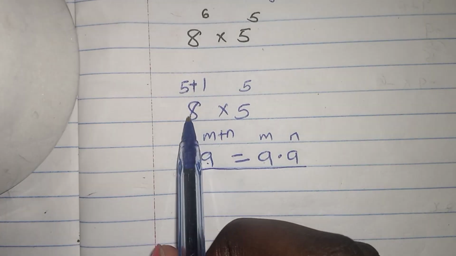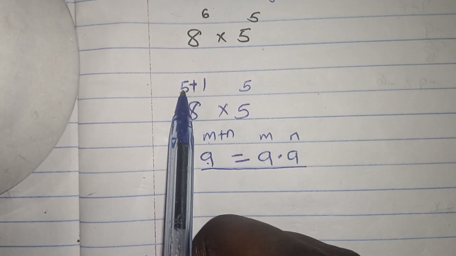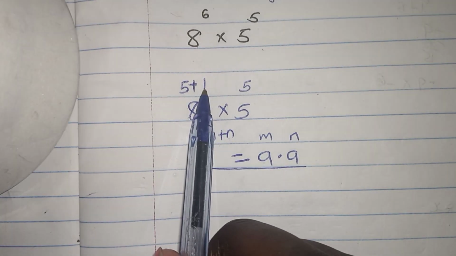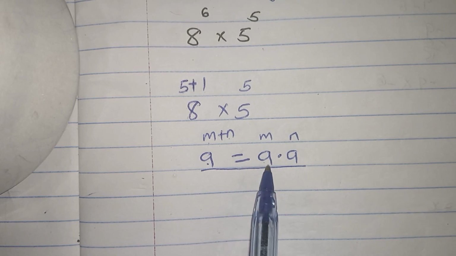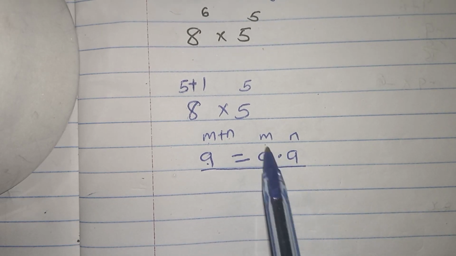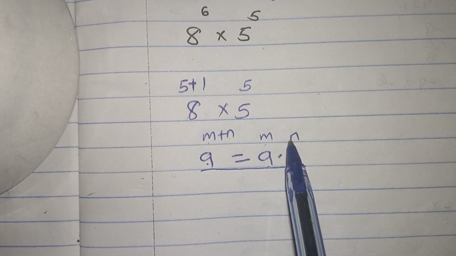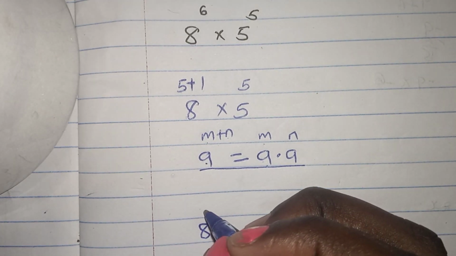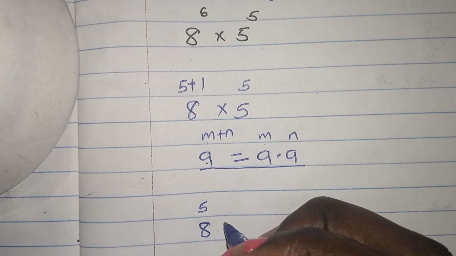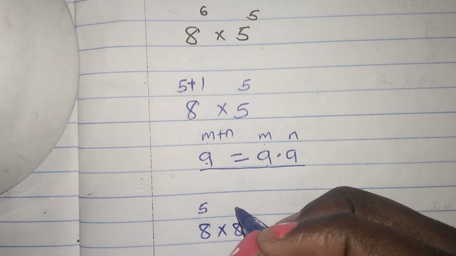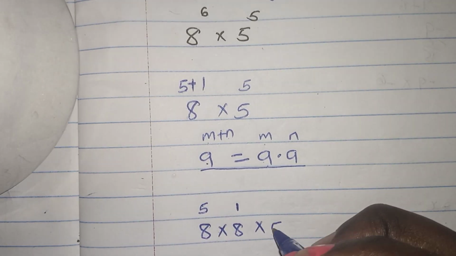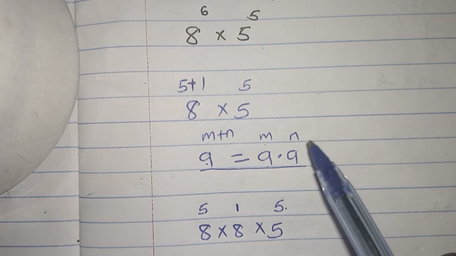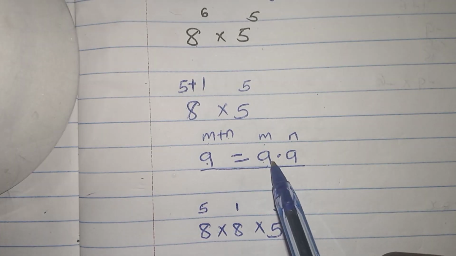Here a is our 8, m here is our 5, n here is our 1. You can write it as a to the power of m times a to the power of n. So let me write it: 8 to the power of 5 times 8 to the power of 1 times 5 to the power of 5. So I've applied this law.